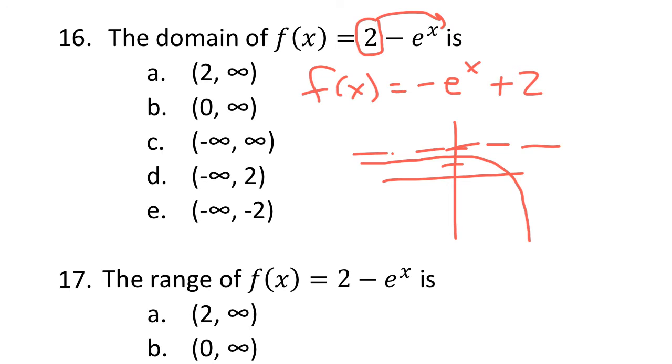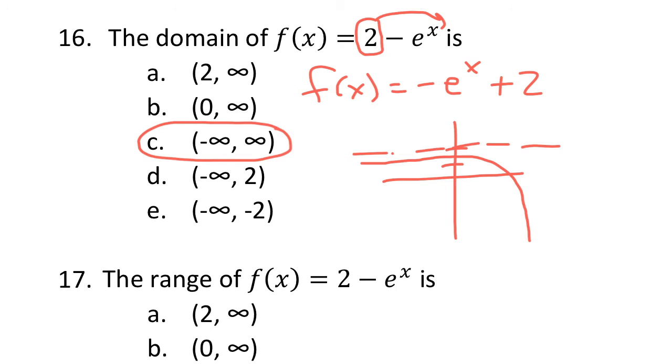What I really want to point out is that a horizontal asymptote does not get in the way of domain going from left to right. So the domain of all things exponential will be negative infinity to infinity. Absolutely. I didn't even need to know anything other than the fact that this is an exponential function.